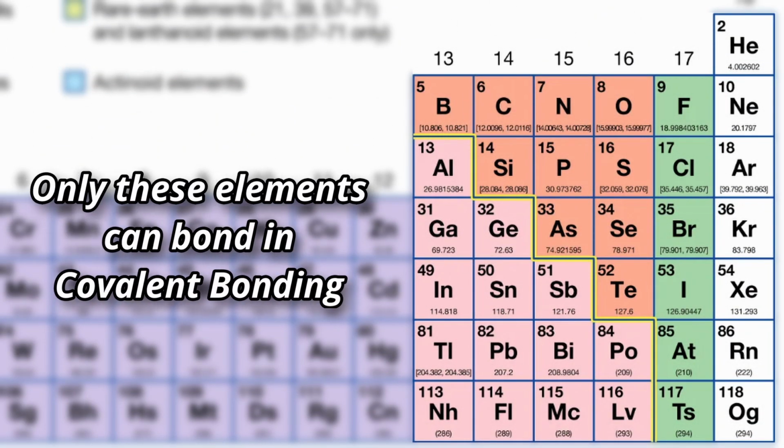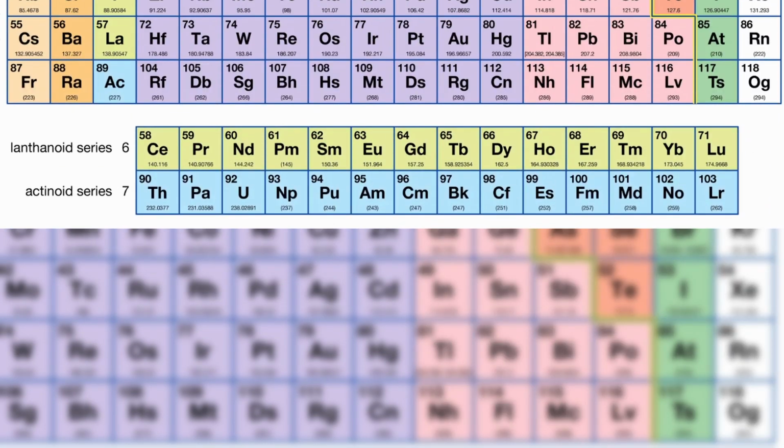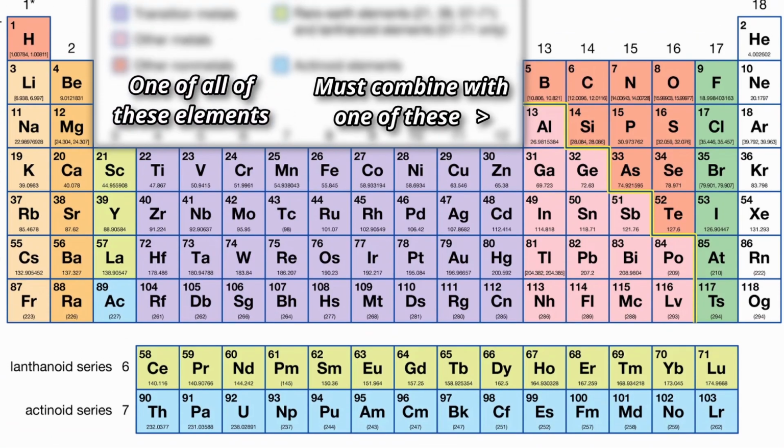If you couldn't tell, only certain types of elements can bond in certain ways. Only nonmetals can bond with nonmetals and metalloids in covalent bonds, while only metals and nonmetals can bond in ionic bonds.